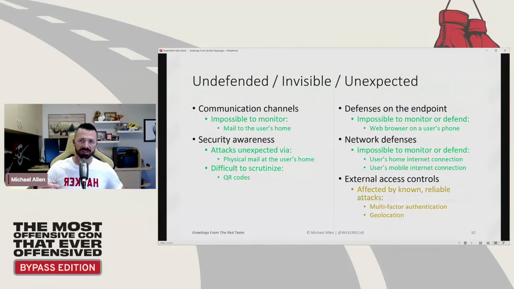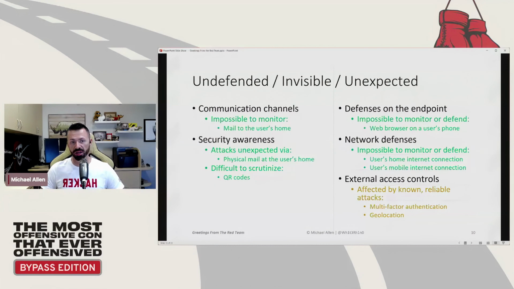So then taking the opposite approach and saying, all right, if that's where they're really well defended, where are they completely undefended? Where can't they defend? And where can we not be seen? And where are the things that we do going to be unexpected?